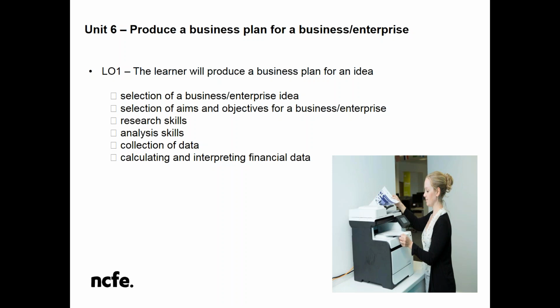Some things they need to cover: the research skills, analysis skills, collection of data, primary and secondary research methods, etc. And also looking at all of the financial documents that we've discussed, using break-even analysis, for example, income statements, balance sheets, etc. So this is why Units 6 and 7 really need to be delivered after you've covered the previous units.